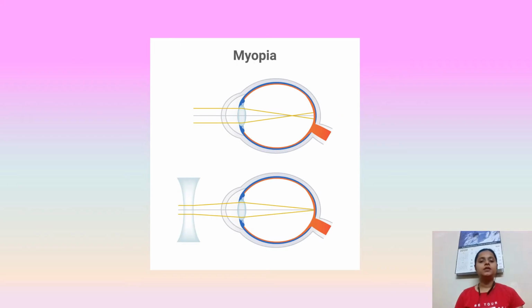Here you can see that in the first picture, the image is not forming at the retina. Instead, it is forming in front of the retina. It is somewhere here. But in the second one, we can see that the image is forming on the retina, isn't it? And we are using this lens. So this is the way we can correct the myopic eye. The correction for myopia is using a lens. We can use the concave lens for the correction of myopia.